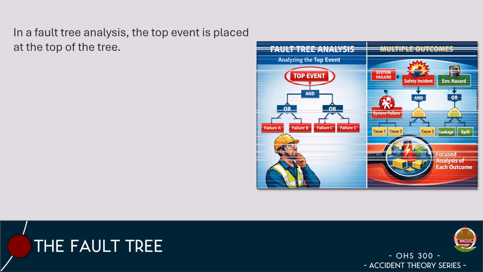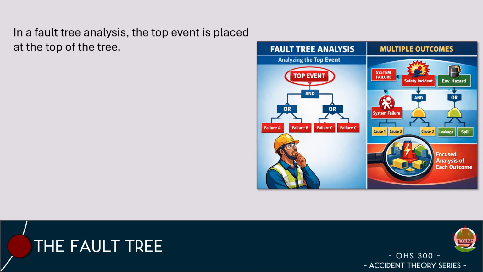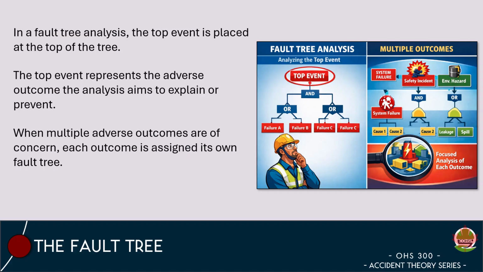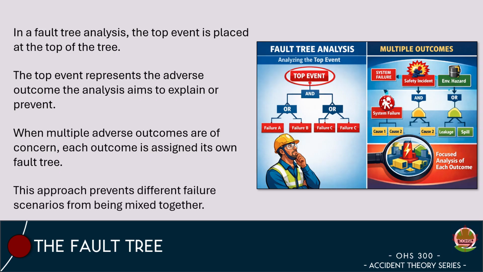In a fault tree analysis, the top event is placed at the top of the tree, serving as the focal point of the analysis. The top event represents the adverse outcome that the analysis seeks to explain or prevent. If multiple types of adverse outcomes are of concern, each outcome is assigned its own fault tree, allowing for a targeted examination of its unique causal factors. This approach ensures that each potential failure scenario is thoroughly analyzed and addressed.